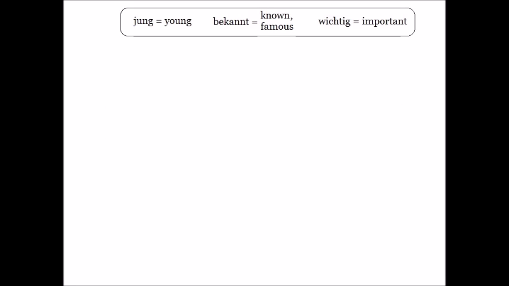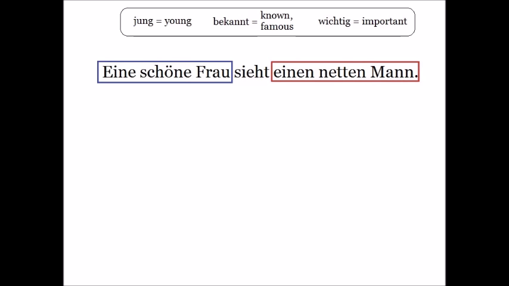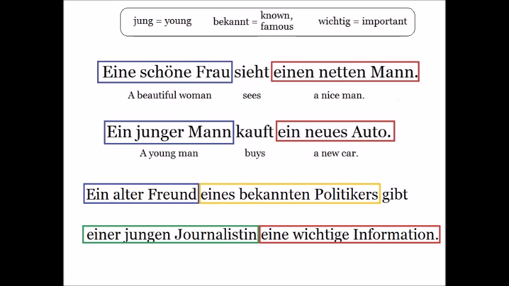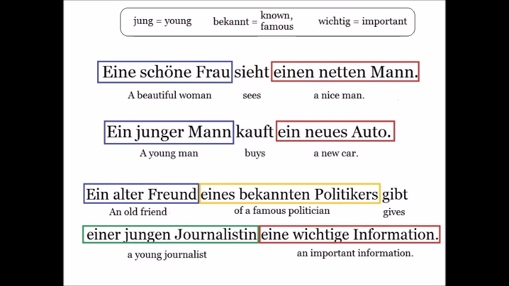For example, jung means young. Bekannt means famous. Wichtig means important. Eine schöne Frau sieht einen netten Mann. A beautiful woman sees a nice man. Ein junger Mann kauft ein neues Auto. A young man buys a new car. Ein alter Freund eines bekannten Politikers gibt einer jungen Journalistin eine wichtige Information. An old friend of a famous politician gives a young journalist an important piece of information.